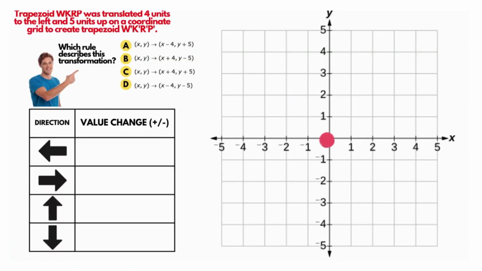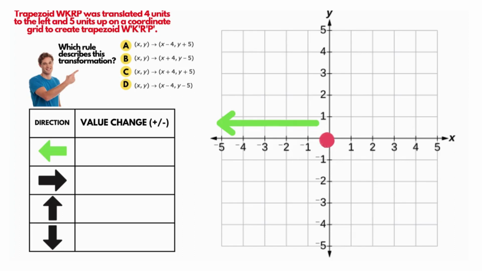So we're looking at a value change. What we're going to do is take a point at the origin, which is 0, 0, and move it around and see what rules apply to whether we're moving left, moving right, moving up, or moving down inside a coordinate grid. So first, let's go left.